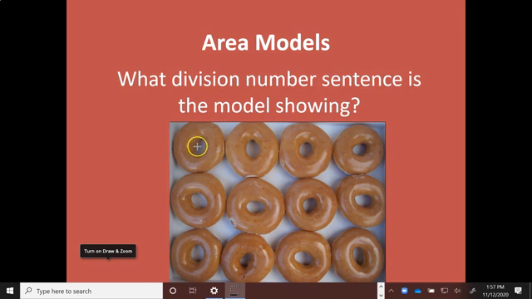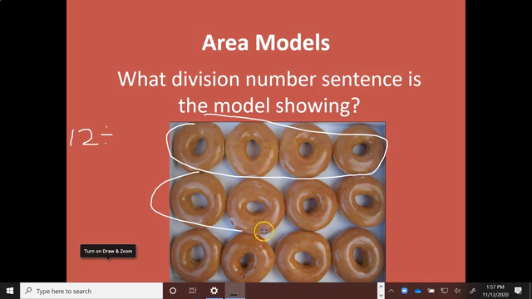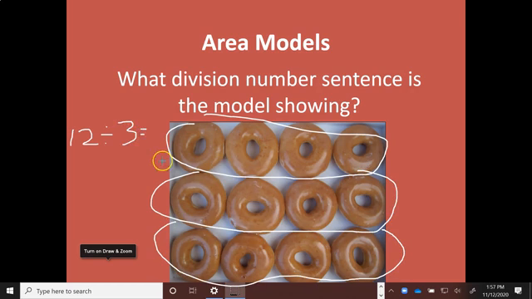The total number of donuts I have are 1, 2, 3, 4, 5, 6, 7, 8, 9, 10, 11, 12 donuts. And if they're divided into equal groups, let me just circle the equal groups here. If they're divided into 3 equal groups, well then I can just count how many are in each group. 1, 2, 3, 4. They all have 4 in them. 12 divided by 3 is equal to 4.